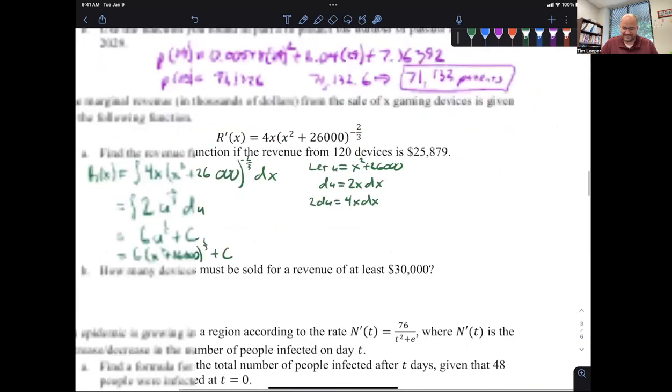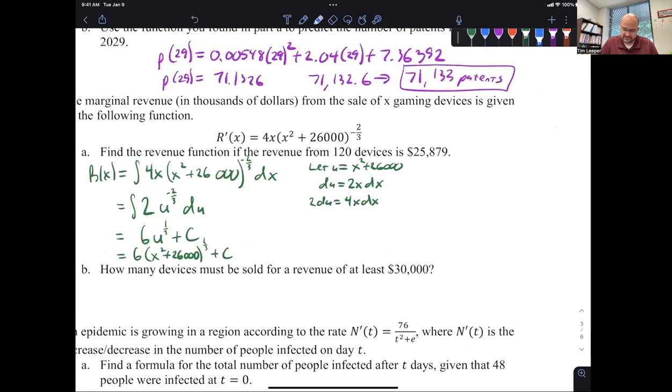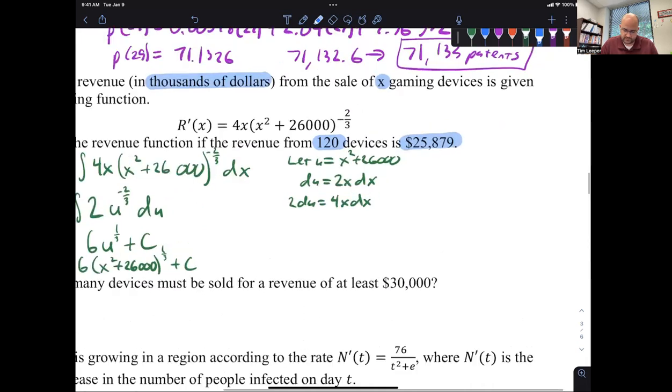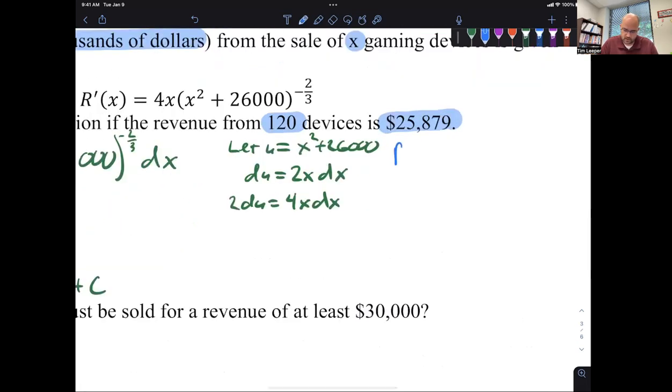But notice that I need to find c here. In order to find c, notice it tells me that 120 devices is $25,879. Now, x is the number of gaming devices, and R is in thousands of dollars. So what that's telling me is that R of 120 is equal to 25.879.